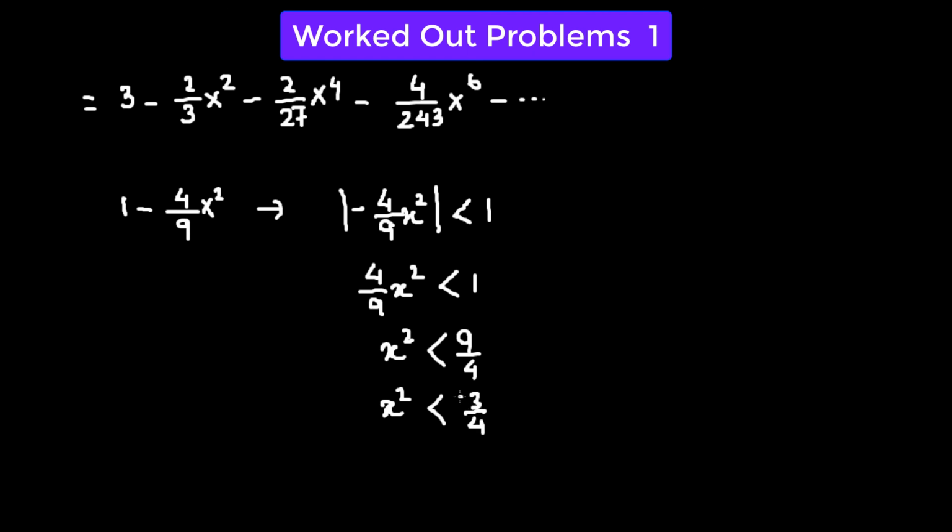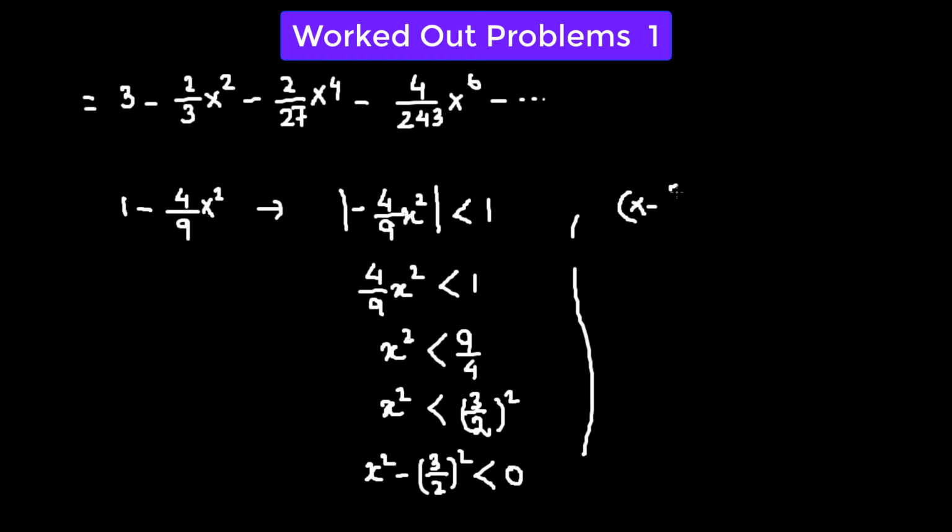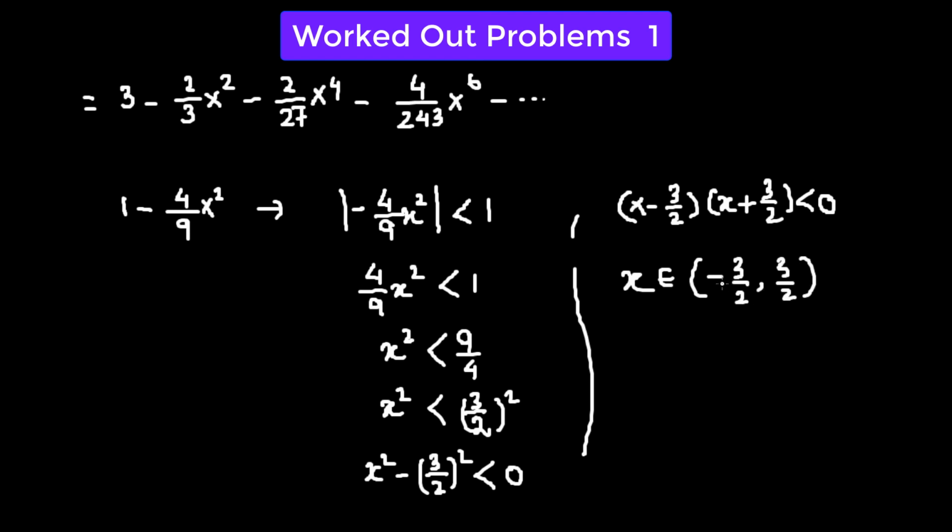and 9 over 4 could be written as 3 over 2 whole squared. So we have x squared minus 3 over 2 whole squared is less than 0. Or we can simply write it as x minus 3 over 2 times x plus 3 over 2 is less than 0. So that means that x lies between negative 3 over 2 to positive 3 over 2. So any values between these two extremes is going to make the expansion valid.